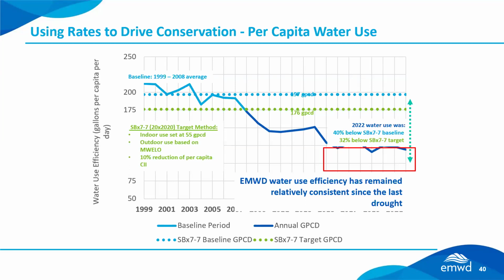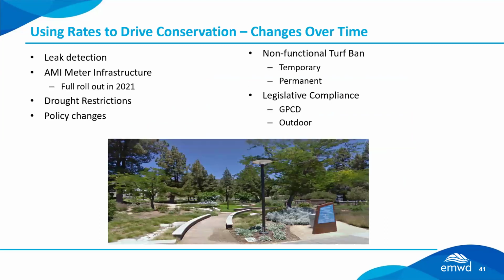Next slide, please. Some changes over time. I think a really big component of success with the budget-based tiered rates is leak detection. If customers have a budget they're trying to stay within, they're going to pay more attention if the water use goes up, as opposed to a flat rate, where they may not be affected as greatly. So it really does promote them to get those fixed more quickly, especially now that we have AMI meter infrastructure.